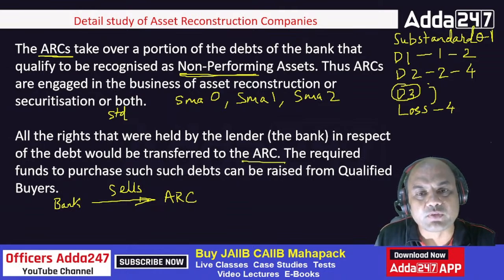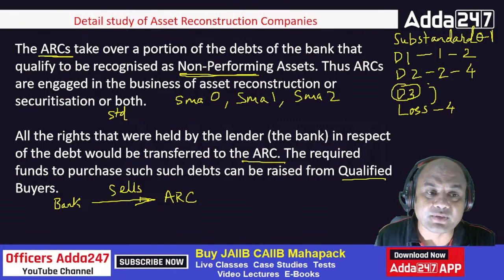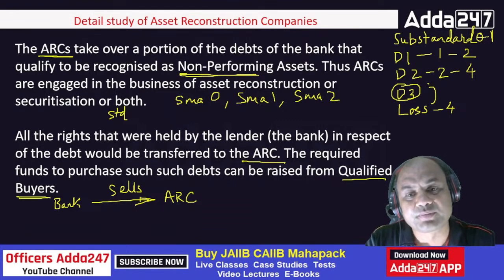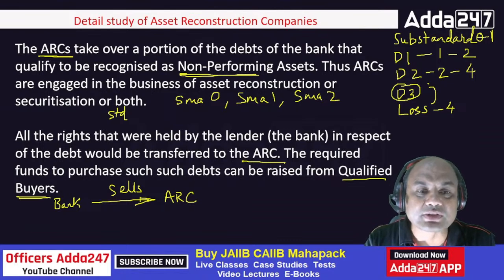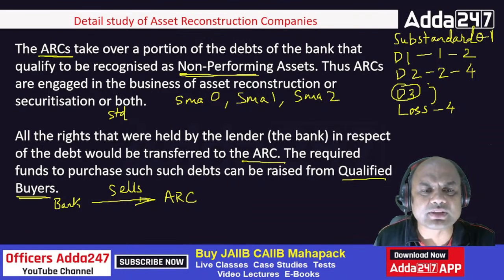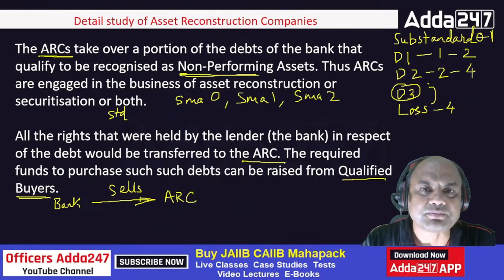So the required funds to purchase such debts can be raised from qualified buyers only. Now this is the important part. This is again an exam question. What is a qualified buyer? So remember, required funds to purchase such debts means what? If this ARC, which are the companies of ARC? Does anyone have the names of ARCs?